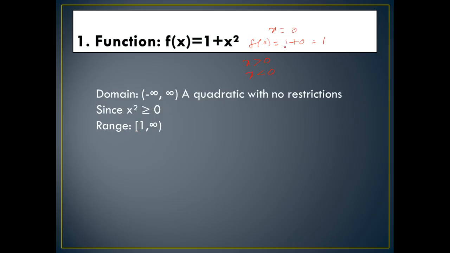That is, when x equal to 0, the output is 1, and when x is less than 0 or greater than 0, f of x will be some positive value. So the range will be 1 to infinity. Domain is minus infinity to infinity, and range is 1 to infinity, including 1.